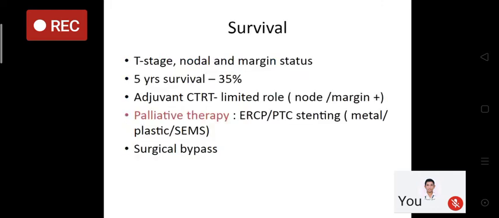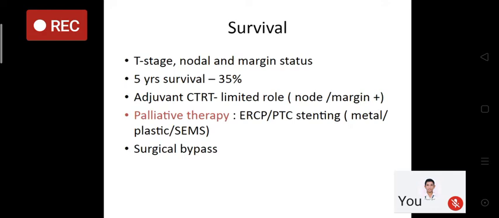Now you see the survival of patients with biliary tract malignancy. It depends upon the T stage, then whether nodes are positive or negative, and then your resected margin status. Overall 5 year survival is 35% provided there is complete resection only. Role of chemo and radiotherapy is very much limited, but should be considered in patients where the nodal disease is there, meaning excised nodes are positive, or the margins are positive.